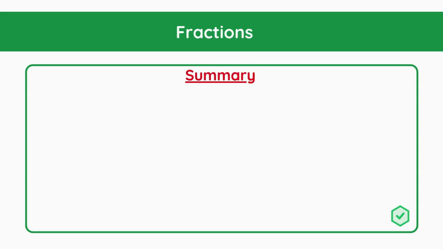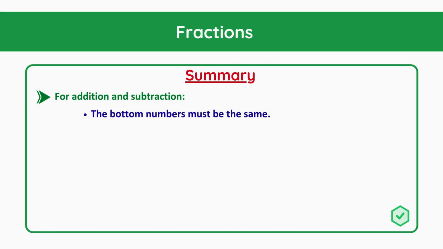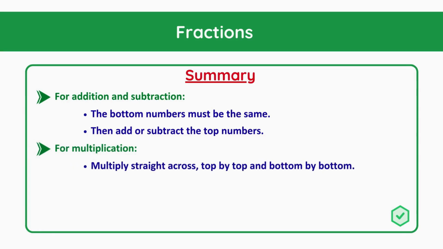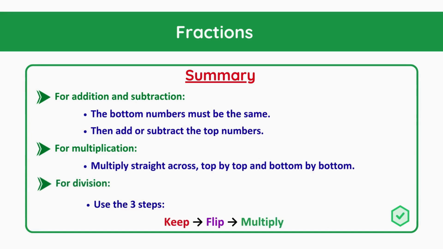So, to summarize, for addition and subtraction, the bottom numbers must be the same. Then you add or subtract the top numbers. For multiplication, you multiply straight across, top by top and bottom by bottom. For division, you keep, flip and multiply. If you understand these rules, you can solve any fraction question.